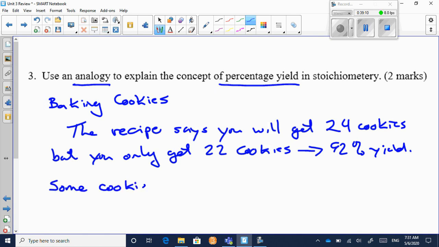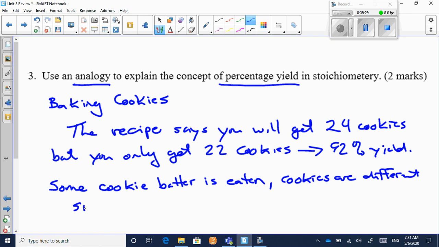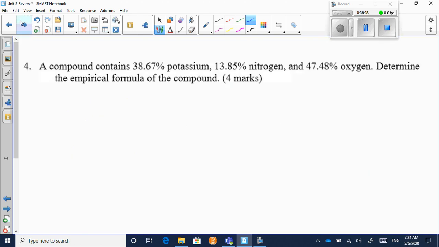Some cookie batter is eaten by your little brother or little sister, and also cookies are different sizes. You don't make them all identical, and maybe you made some of them too big, and so that's why you didn't get the amount. So you're just using this analogy to explain something from chemistry.